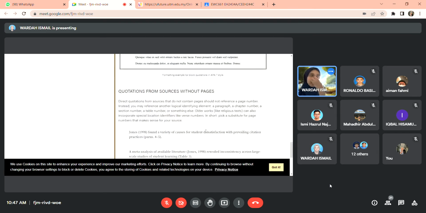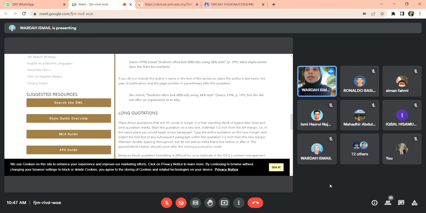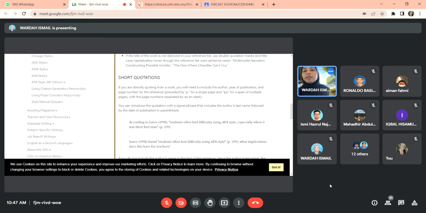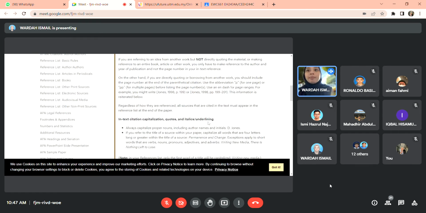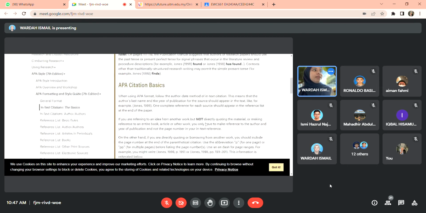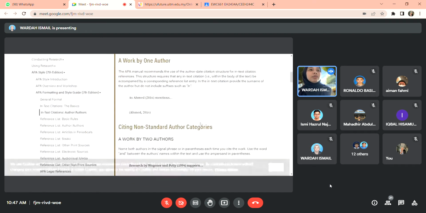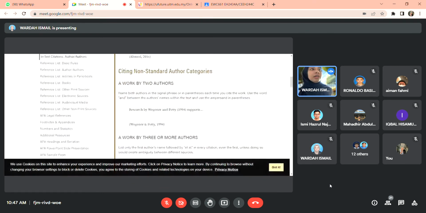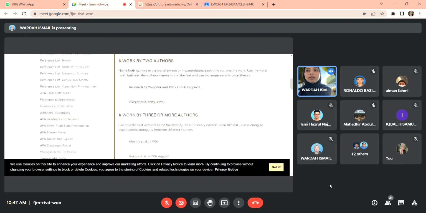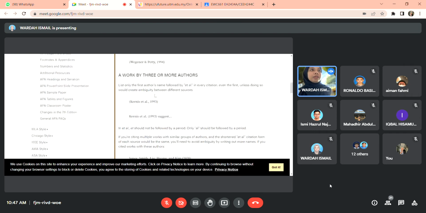Okay, so you can play around with the website, and then you can check on the format. Use APA style. Right, in-text citation, author or authors. This is for your knowledge. If you have more than one author, how to write it down. If you have 3 or more, you put et al.